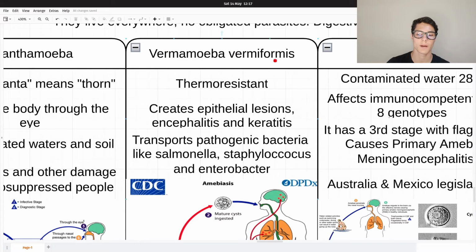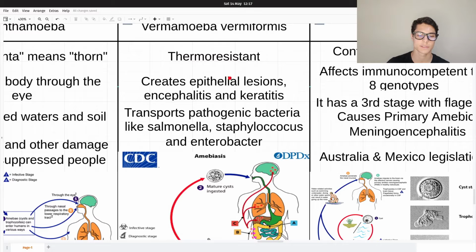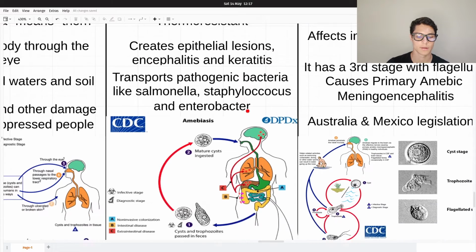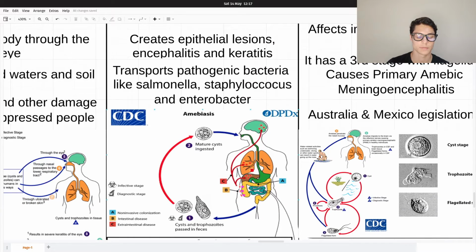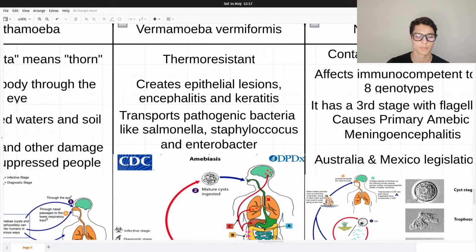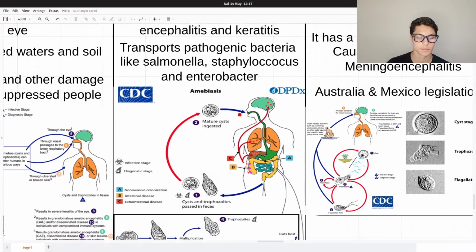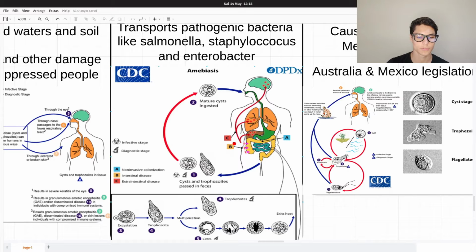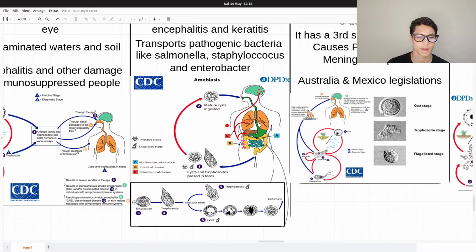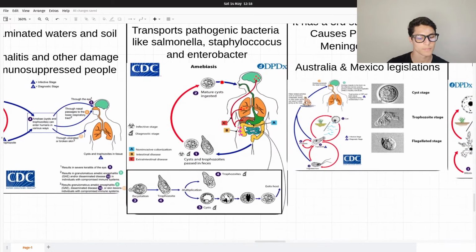Then we have the Balamuthia... the Vermamoeba vermiformis. They are thermoresistant. They create epithelial lesions, encephalitis, and keratitis. So they can affect the digestive system, and then the brain, and also the eyes. They transport in themselves pathogenic bacteria like Salmonella, Staphylococcus, and Enterobacter. So they are very, very dangerous, not only by themselves, but because they have other bacteria inside them.